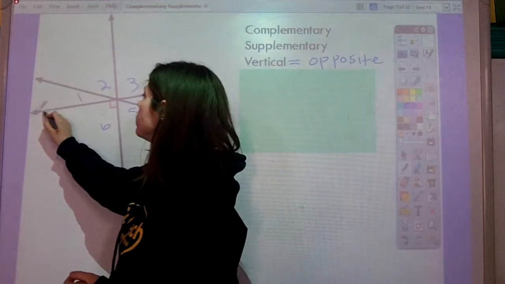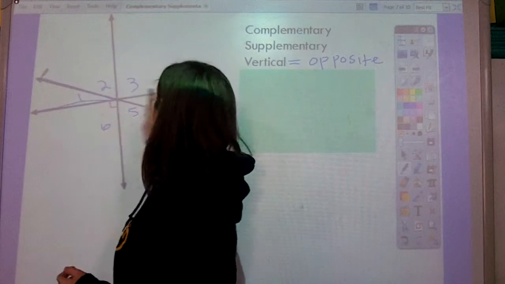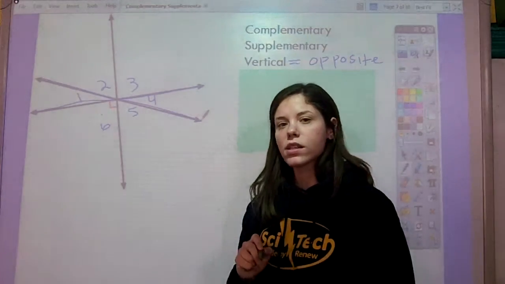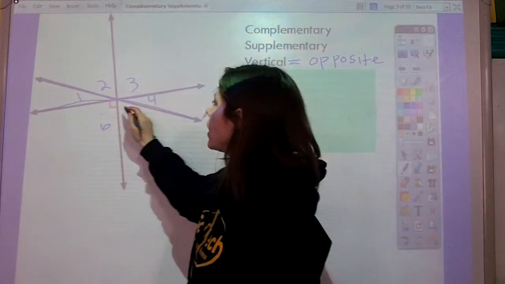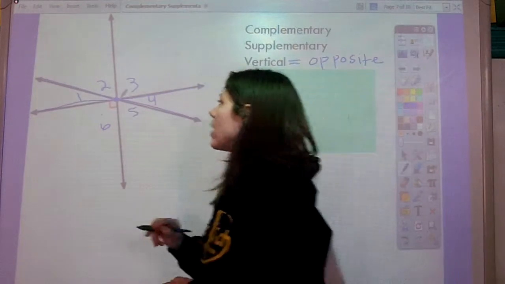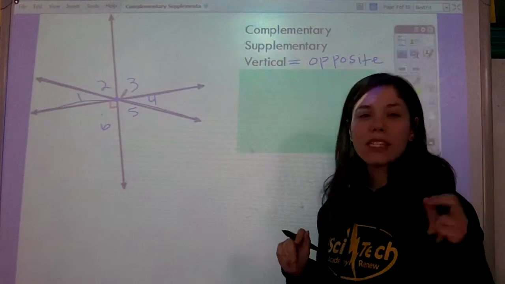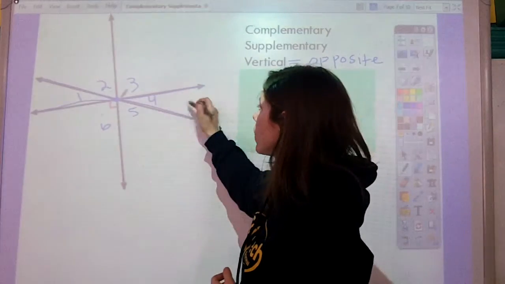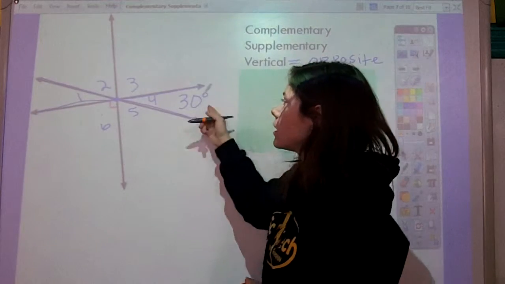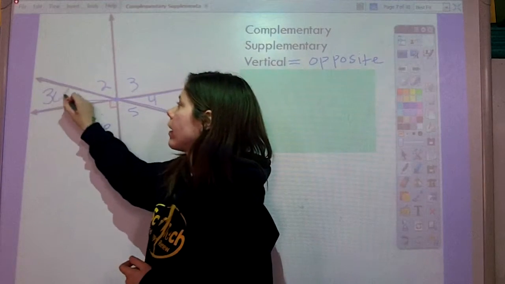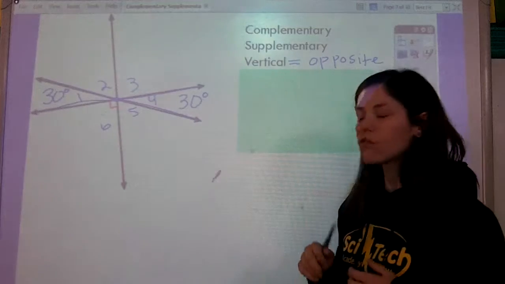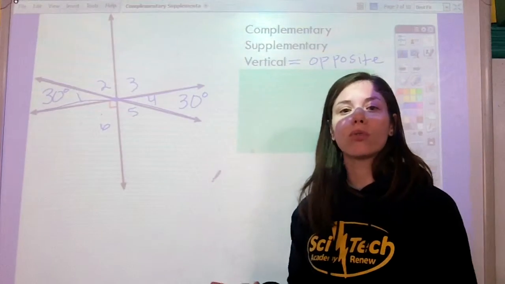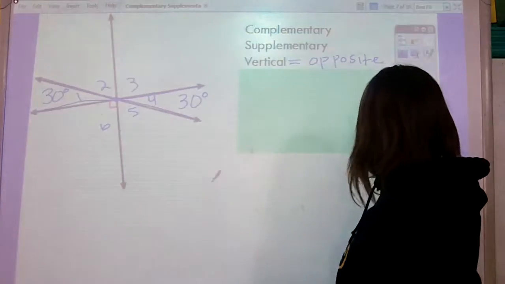Angles 1 and 4 are vertical angles. They're opposite each other and they share a point right here in the center. These angles are also congruent. Congruent means the same. So if I told you that angle 4 was 30 degrees, then that means angle 1 also has to be 30 degrees. Vertical angles are opposite each other, they share a vertex, and they're congruent, which means they're the same.